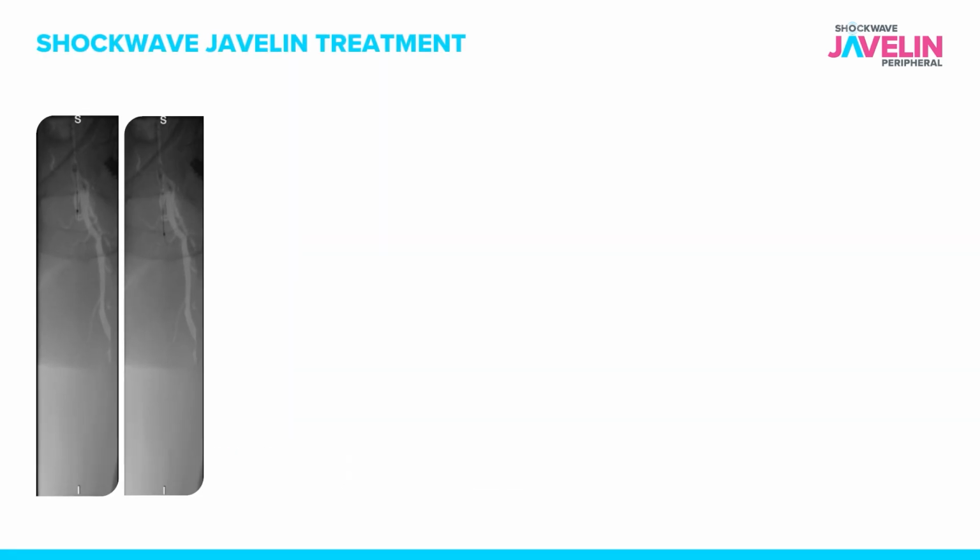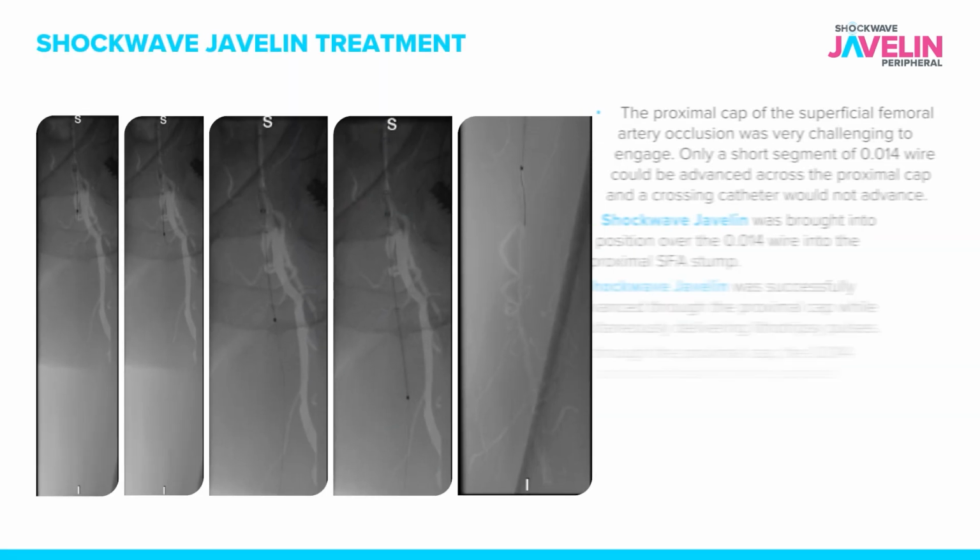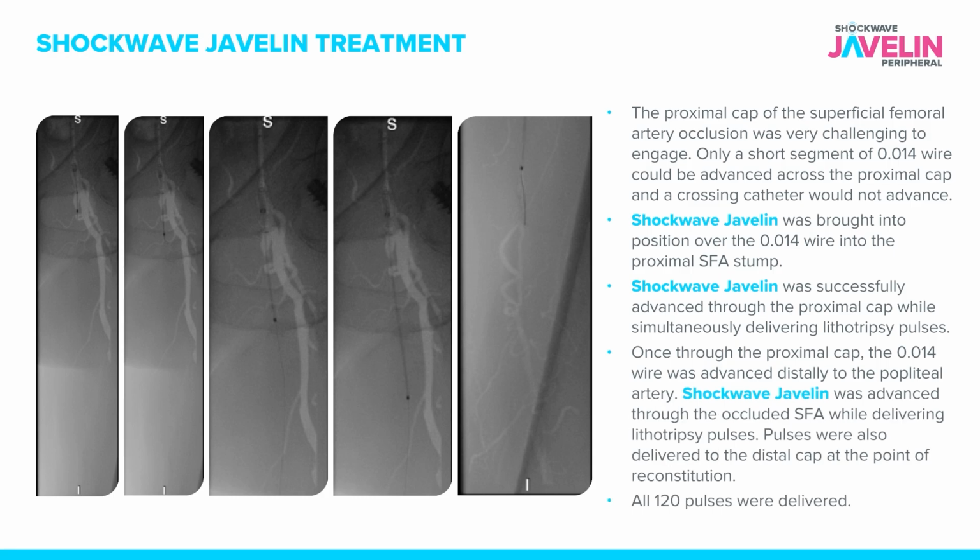So in an effort to pass through the occluded SFA pop segment, the sheath was brought up and over, and we attempted to engage the short stump of superficial femoral artery. However, every time we attempted to pass the wire or the support catheter, it would prolapse into the profunda femoral artery, and we were unable to successfully get any wire or catheter purchase. We were only able to get a short segment of 014 wire through the superficial femoral artery stump, but could not pass the crossing catheter with any meaningful degree.